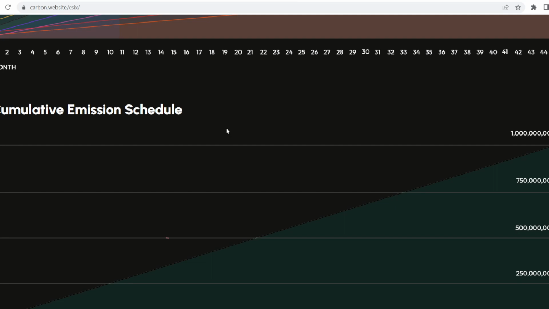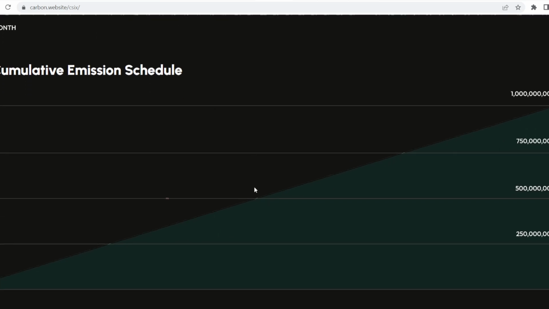And if we roughly take 15 to 16 months from now, the supply will be somewhere near 400 million. That is a lot of supply that will come into circulation. Even by the year end, it will see a 5x increase in the supply. So you should keep this fact in mind.